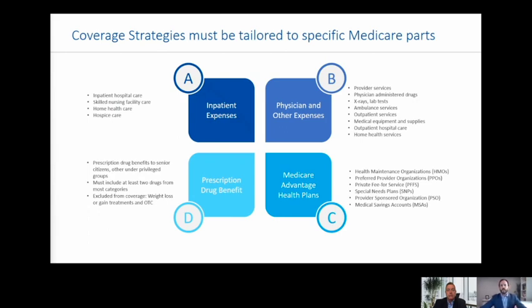So, John, you mentioned national coverage, so I'm a bit curious if the product gets national coverage, and on the slides we can see Part A, B, and C and D. If you get national coverage, does that apply across all parts of Medicare?